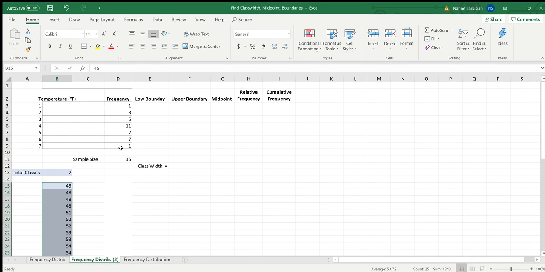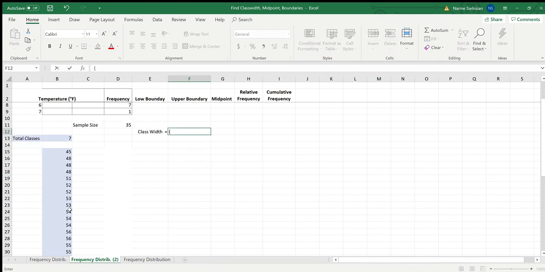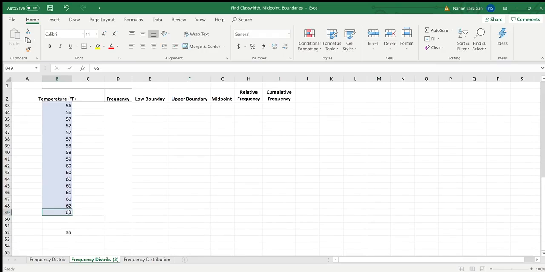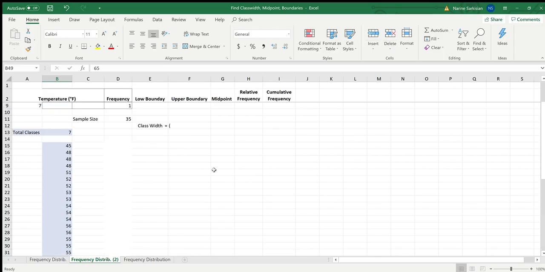So frequency I already put in there because I don't want to spend time here looking at which number, how many are there, okay? So class width, that's the first step we need to do. For class width, the formula is the maximum number, 65 here. I clicked on it. It didn't register. Oh, equal sign.